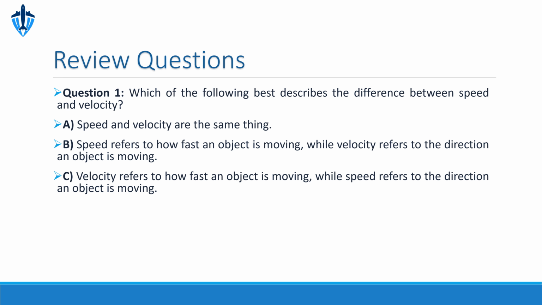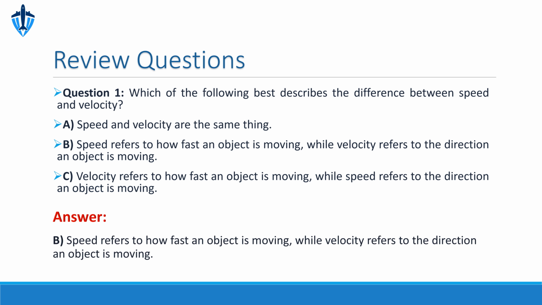A. Speed and velocity are the same thing. B. Speed refers to how fast an object is moving, while velocity refers to the direction an object is moving. C. Velocity refers to how fast an object is moving, while speed refers to the direction an object is moving. The correct answer is B. Speed refers to how fast an object is moving, while velocity refers to the direction an object is moving.